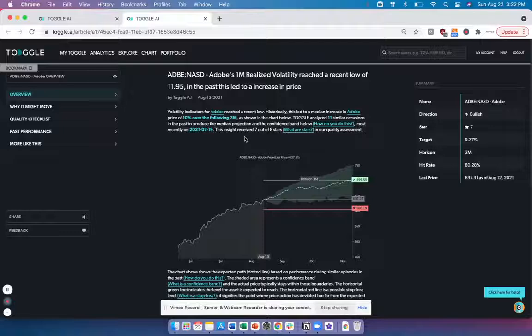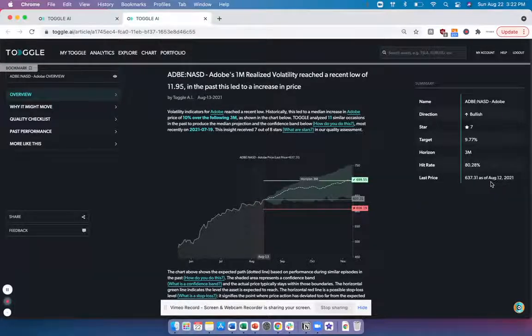The best place to start analyzing any insight is by reading the initial summary. What is driving the asset and what is its likely impact? In this case, Adobe's 1 month realized volatility hit a recent low of 11.95, and in the past, this low volatility resulted in a rise in Adobe's share price. Looking at the summary, history suggests that typically the price rose just shy of 10% over the next 3 months.